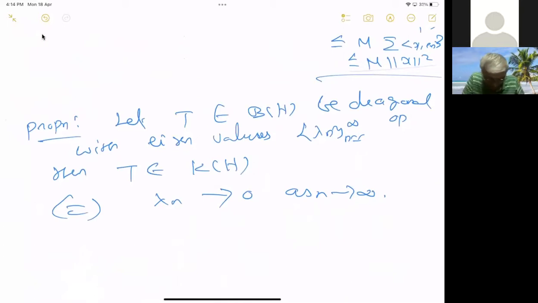So we have boundedness of this operator, lambda n. Lambda n is a sequence in small l infinity. So we want to prove that it's in c0. It's a sequence converging to 0. That's what we want to prove.